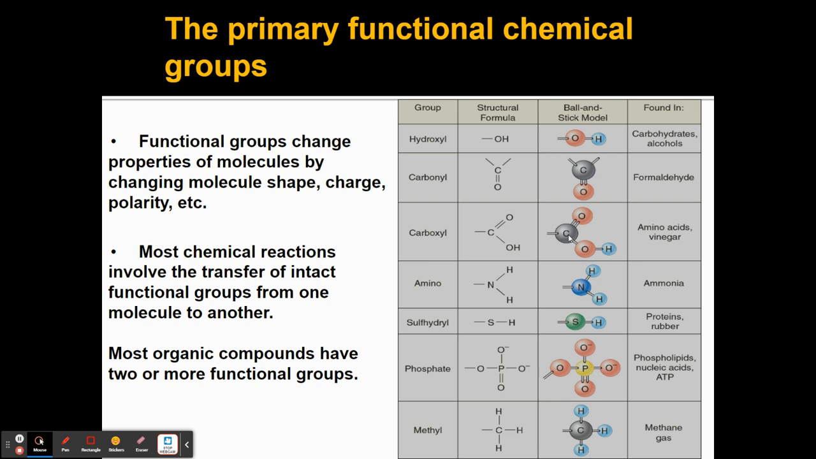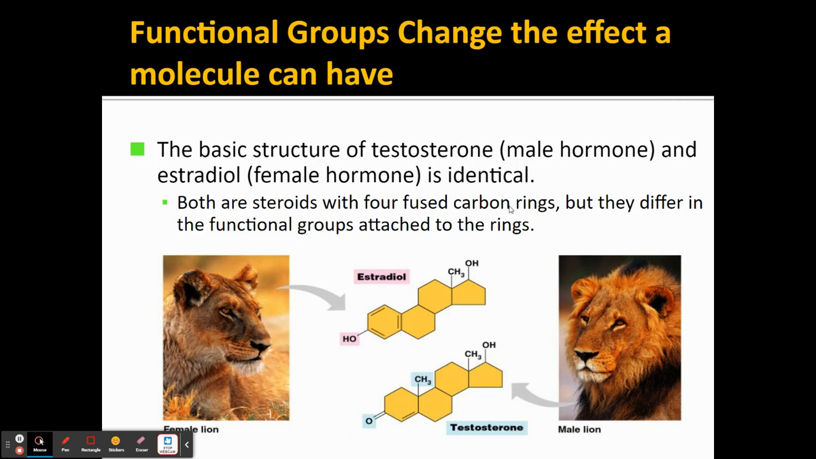There's a diagram in your textbook on page, I think it's 53 and 54 or 52 and 53, somewhere in there, that basically describes what all of these functional groups are. You should look at that. But these functional groups are really, really important.